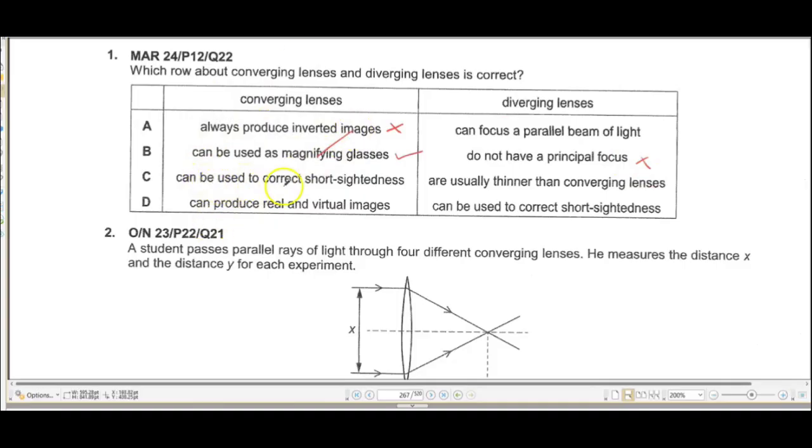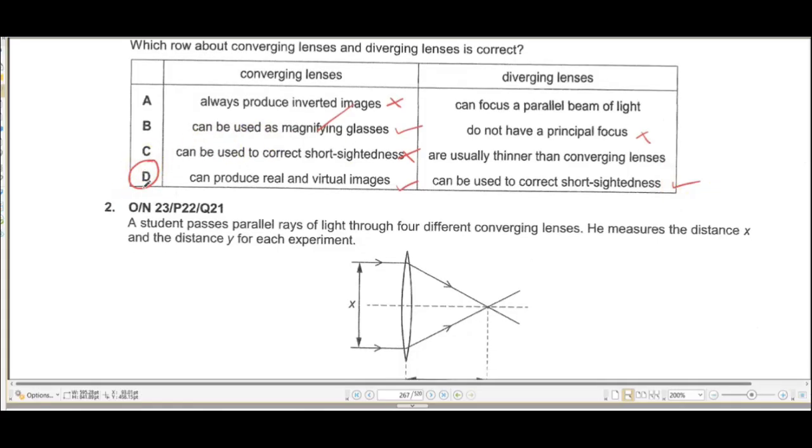Converging lens can be used to correct short-sightedness. No, converging lens can be used to correct long-sightedness. So this is not correct. D, can produce real and virtual images. Yes, this is correct. And can be used to correct short-sightedness. Yes, this is also correct. So D is going to be our correct option.